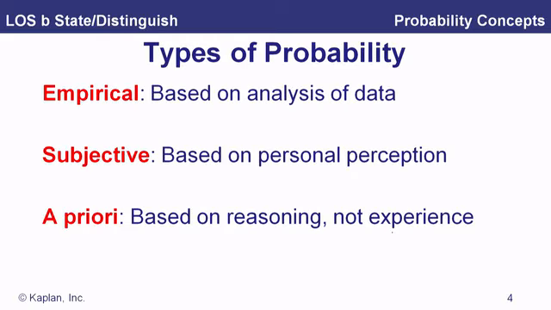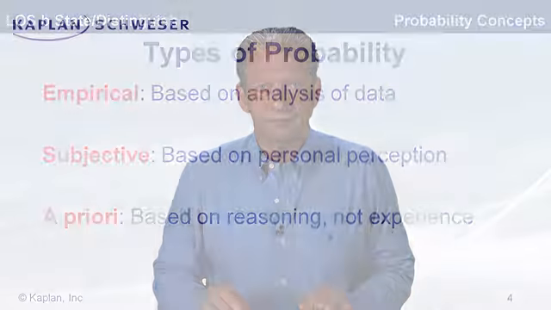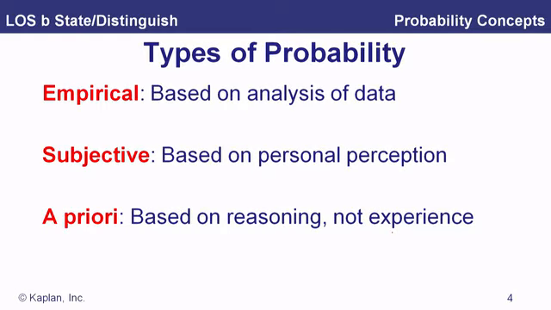Some types of probability. We've got empirical, subjective, and a priori. When we talk about an empirical probability, it's based on the analysis of data, some sort of analysis. So when you're looking at questions that ask whether this is empirical or subjective, if you see some data being used, some calculations being made, then that's empirical. Subjective is just based on your personal perception. Maybe you've flipped a coin a number of times and you go, well, I think it's about 50% heads and 50% tails. So there's no actual analysis and counting, but there is some experience involved.